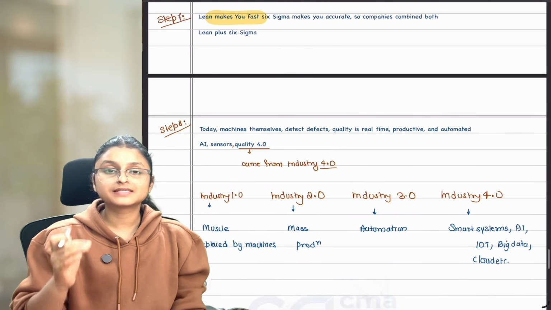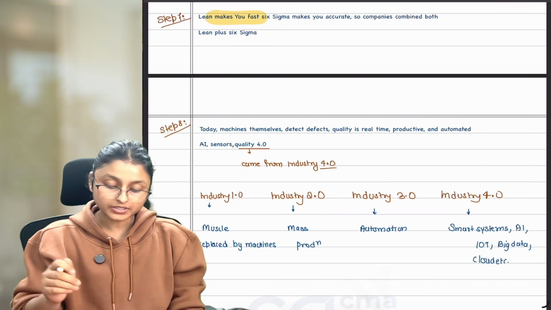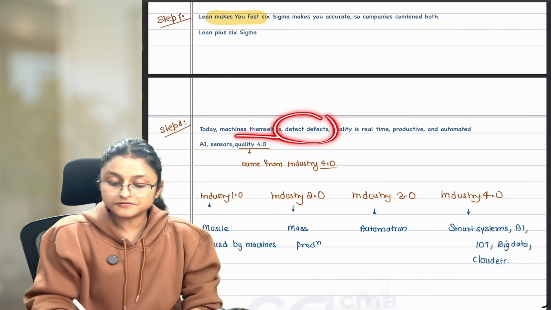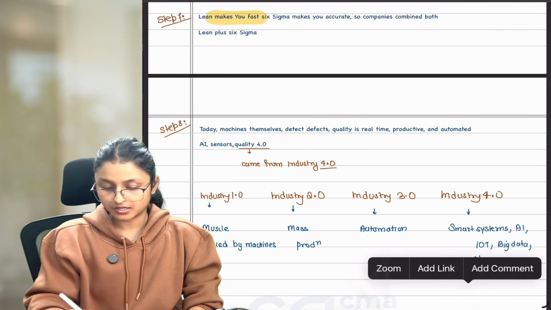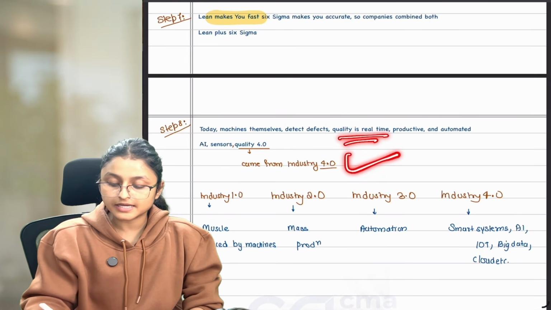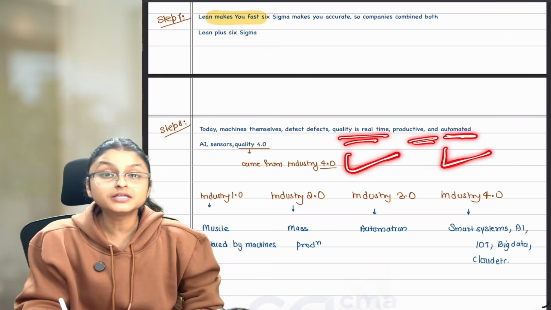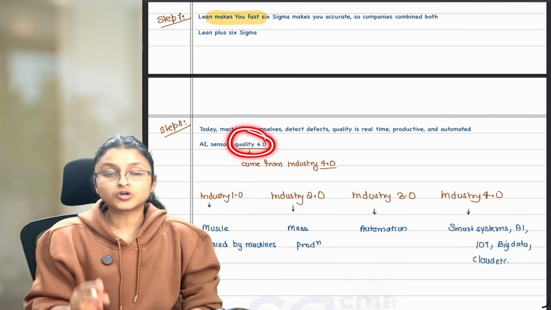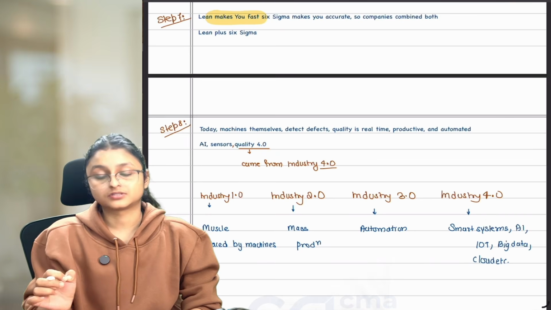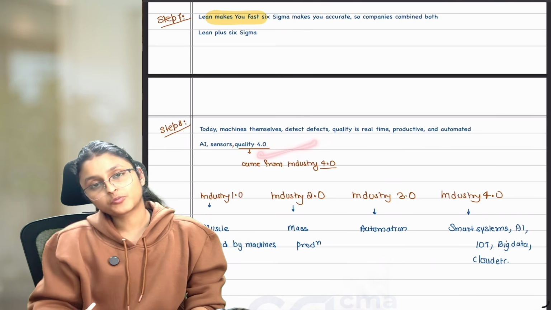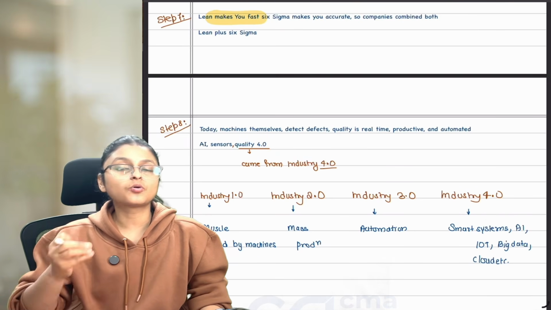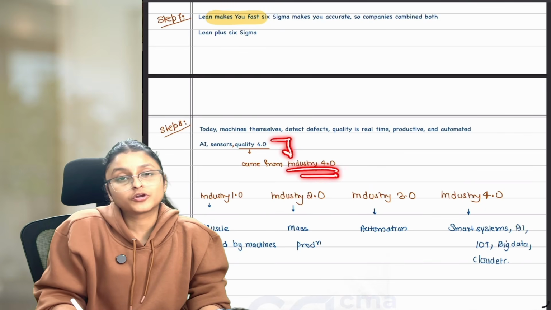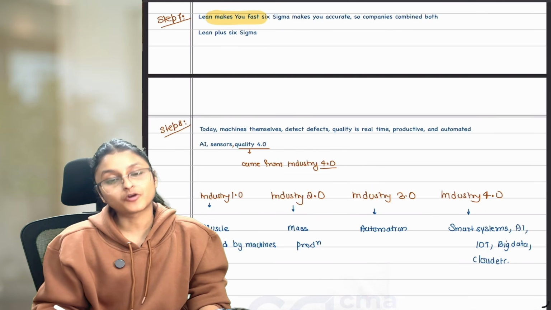Now, after this came step 8, which is today's quality era. Today, machines themselves detect defects, no need of a worker. Quality is real time, productive, and completely automated with the help of AI and sensors, and this is what Quality 4.0 is. What is Quality 4.0 and why are we calling quality 4.0? Because this is the era of Industry 4.0. Now, what is Industry 4.0?